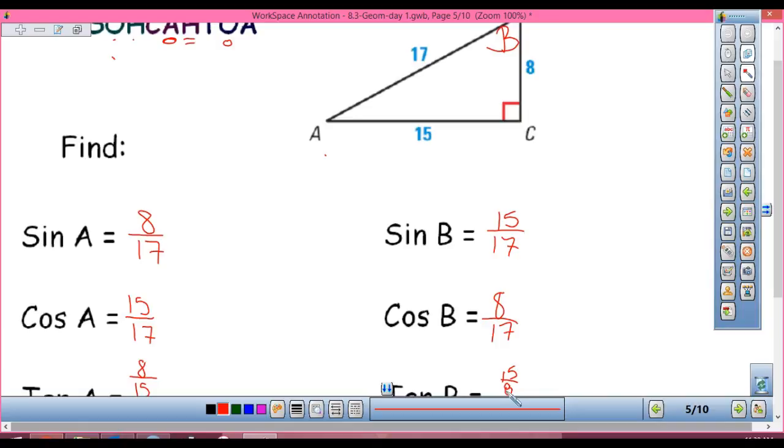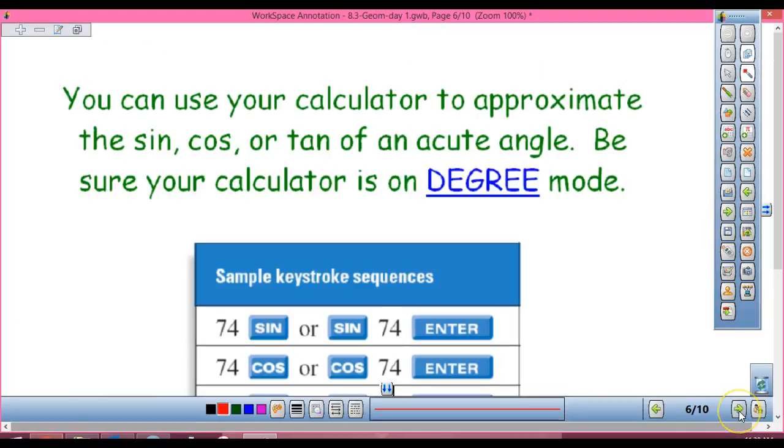Whereas a tangent, when I'm dealing with tangent, it's opposite and adjacent, and sometimes just the opposite side could be bigger than your adjacent side, right? Okay, so that's why tangent only works that way.